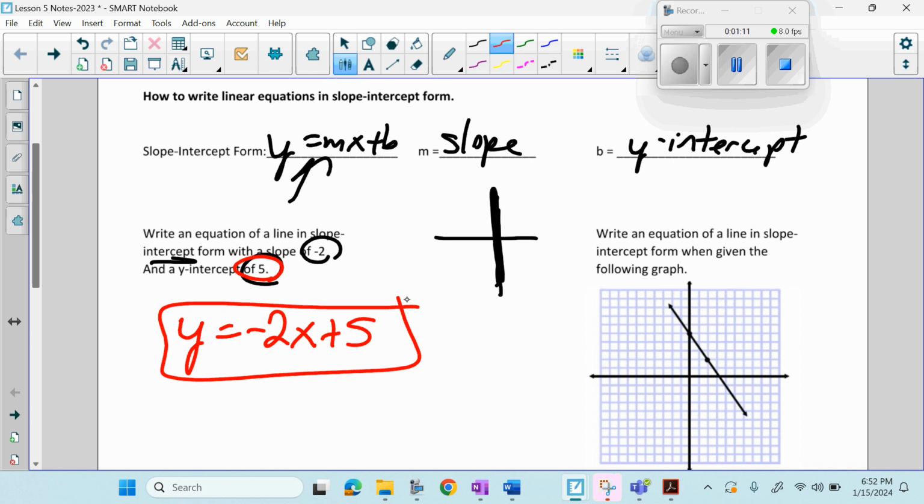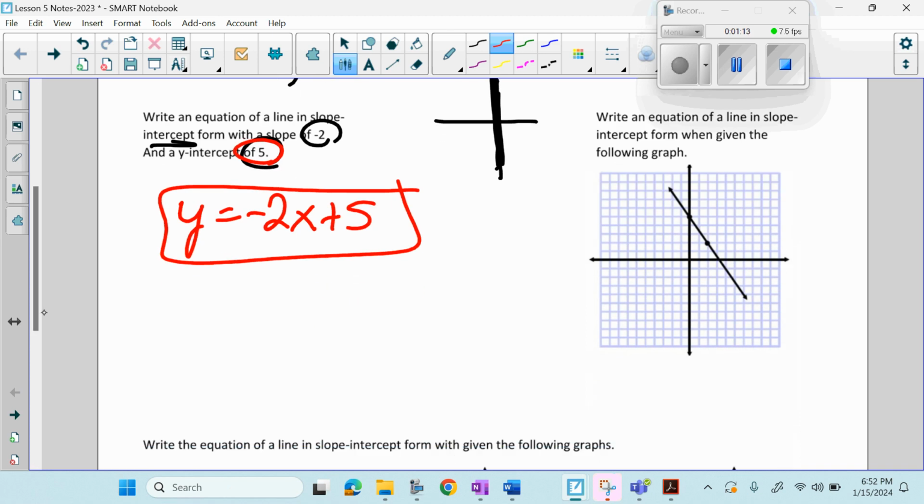Okay, well, what if we have a graph like we do over here? So it's write an equation of a line in slope-intercept form. So y equals mx plus b, given the following graph. Okay, so what do we know? We know we have these 2 points. So one of the points is, let's see, 1, 2, 3, 4, 5. So 0, 5. And the other point is 2, 2. So that's going to help us here in a little bit.